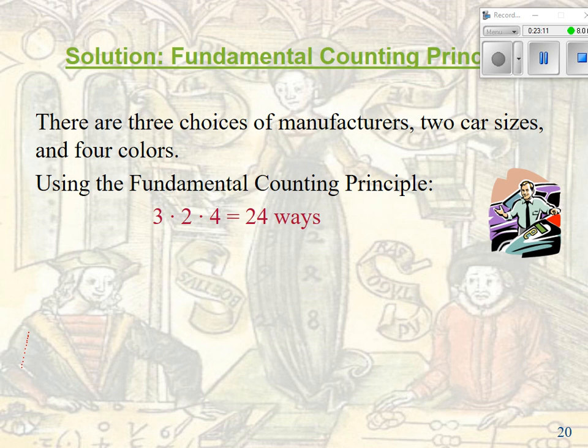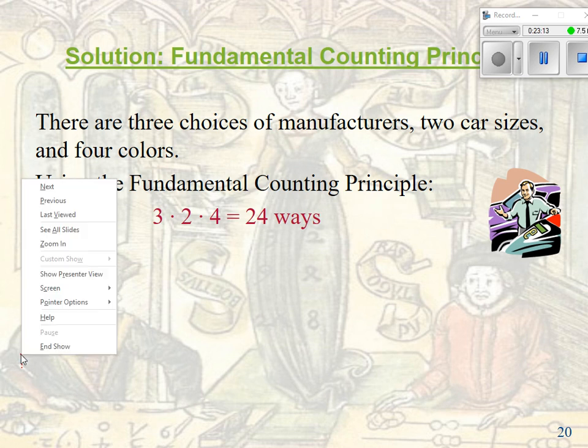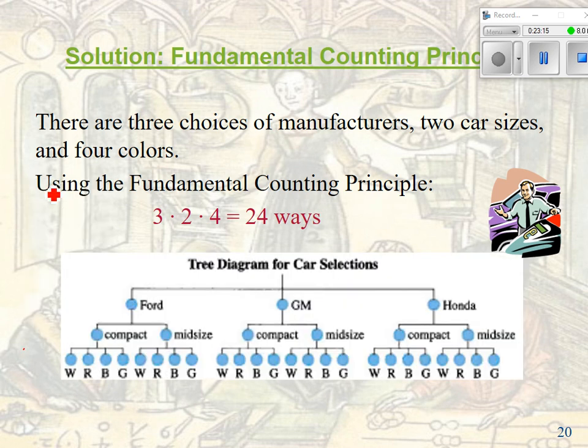So there should be 24 ways, 24 different cars that we could pick. This is the tree diagram. Again, long drawn out. We probably really don't want to have to do that every time to figure out that there's 24 possible outcomes.